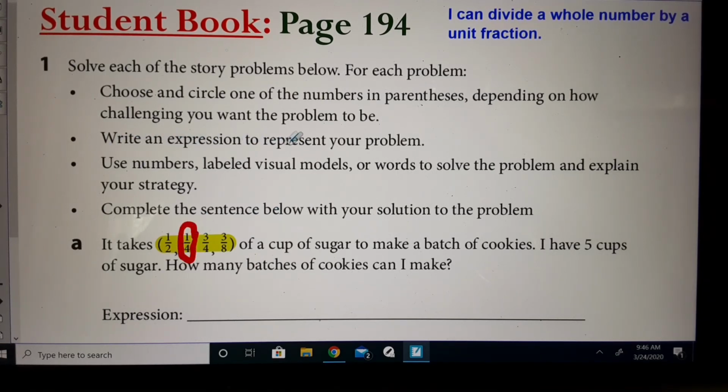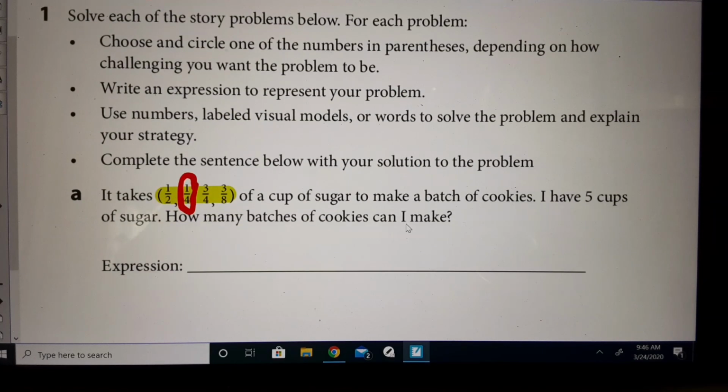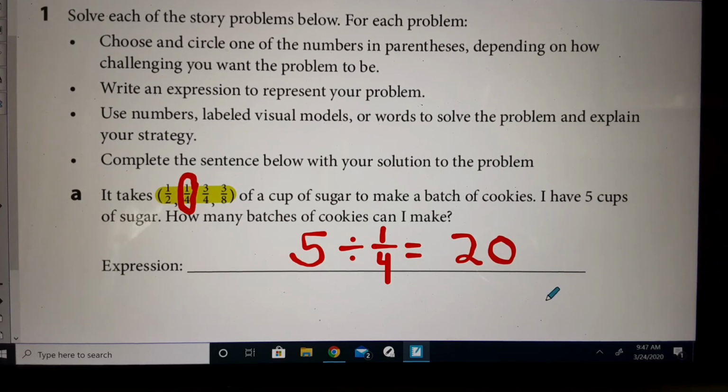Okay, then it says write an expression to represent our problem. So I'm going to scroll down a little bit. We have 5 cups of sugar, and it takes a fourth of a cup to make a batch of cookies. So I'm taking my 5 cups of sugar and I'm grouping them or dividing them into 1/4 of a cup batches. How many batches will I be able to make? Well, I know that mechanically I do 5 times 4 is 20. I'll be able to make 20 groups of cookies.